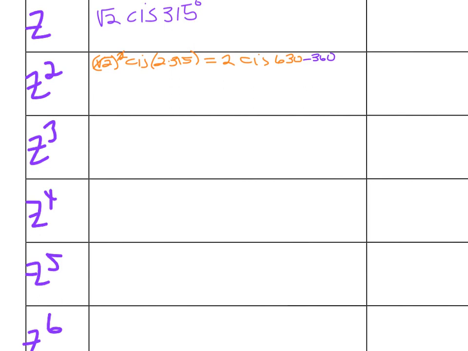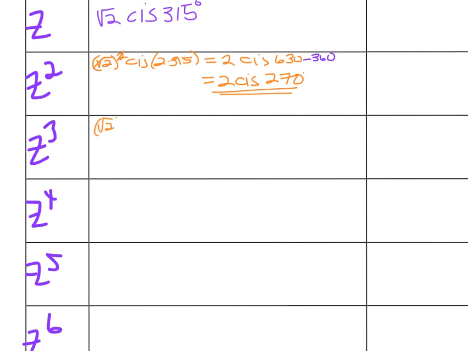630 minus 360 would give us 2 cis, and then we're at 270. And there's your answer for z squared. Z to the third, again, this is where it gets tricky because we want our answer to be exact. So watch what I do here, specifically on z to the third.